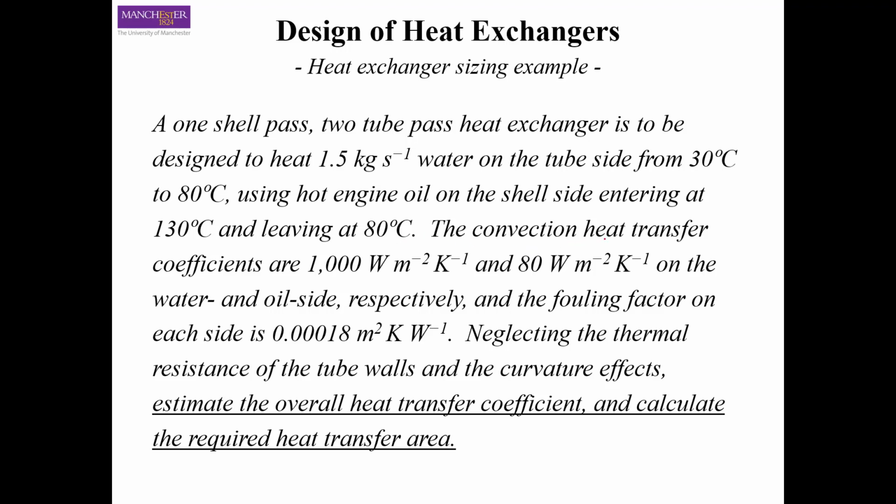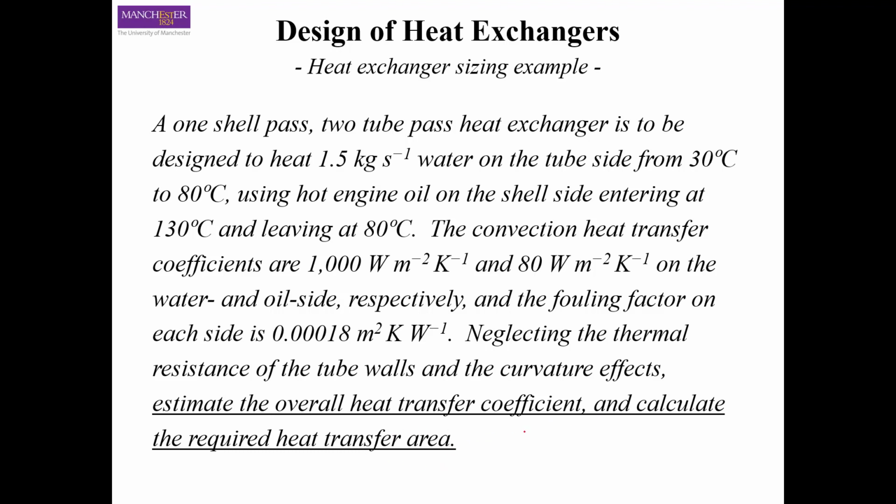And then you are also given the convection heat transfer coefficients for the water side and for the oil or shell side. We also know the value of fouling factors on each side of the tube and the shell. So we have this much as the fouling factor, and we are neglecting any thermal resistance of the tube wall. It means that we don't need to consider the conduction resistance. We can only focus on convective resistance for this design. And the final question is, what is the overall heat transfer coefficient and the area associated with it?